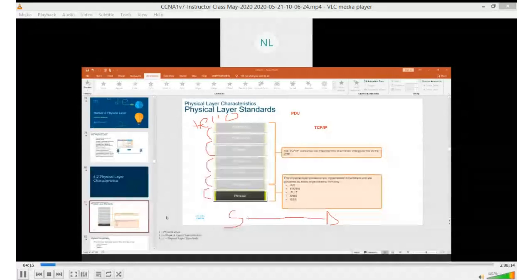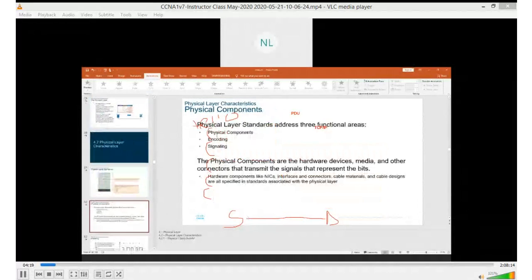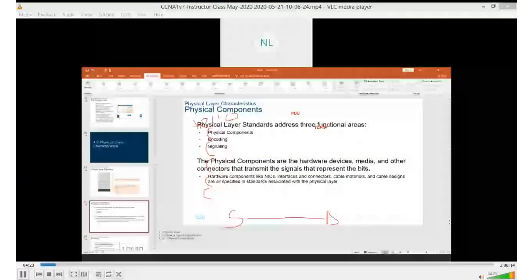So the components it handles are the physical component, encoding, and signaling. So let's talk about them one by one. Now we're talking about the physical layer. So the physical layer handles connections and handles all the devices and components that we connect to.